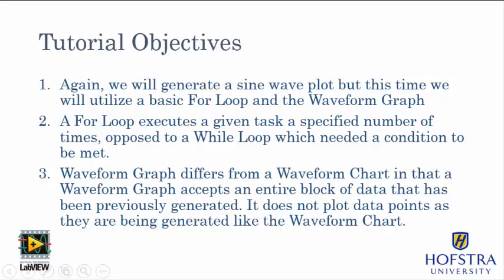A for loop executes a given task a specified number of times. This is opposed to a while loop, which needed a condition to be met. If we think about our gym teacher analogy, we said for a while loop it would be the situation where the gym teacher tells you keep doing jumping jacks until he blows his whistle. Well, a for loop, on the other hand, is like your gym teacher just telling you go ahead and do 10 jumping jacks. He's giving you a specified number of iterations in the beginning.